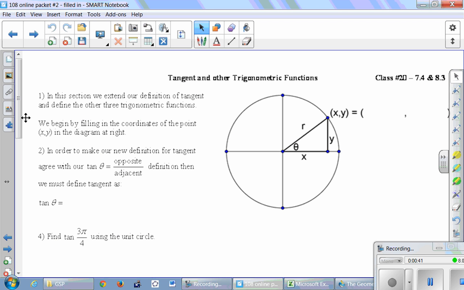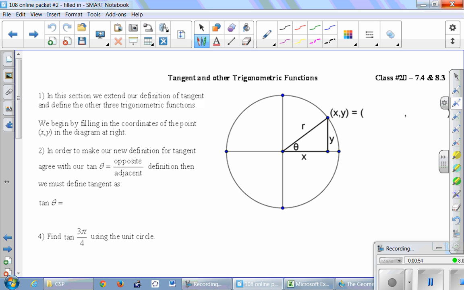Number 1, in this section, we extend our definition of tangent and define the other 3 trigonometric functions. We begin by filling in the coordinates of the point x, y in the diagram at right. Okay, so we've seen this diagram a few times. Hopefully we know that the x is r cosine of theta, not just cosine theta, but r cosine theta, and the y is r sine of theta. Those things just become cosine theta and sine theta when you're in the unit circle, because then the r becomes 1.